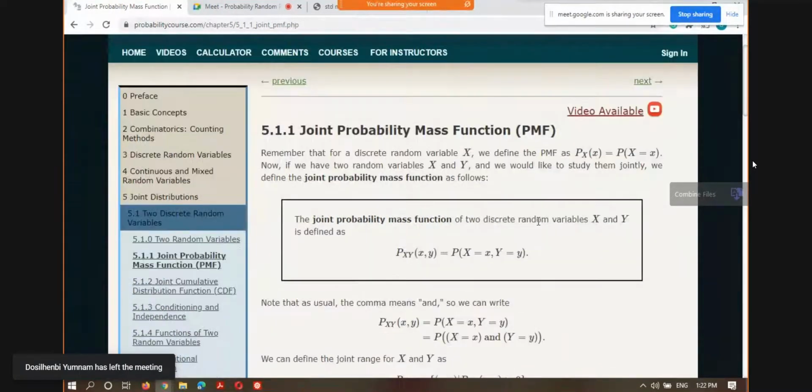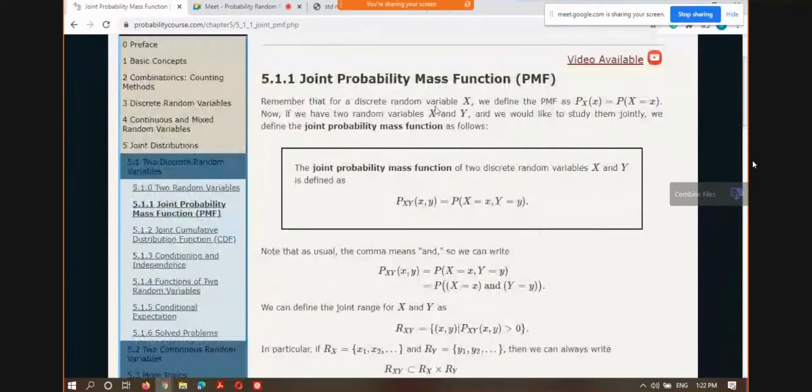Suppose we have two random variables x and y. Earlier you only had the probability mass function. Now if you have more than one random variable, this additional term comes in, the joint probability mass function. Okay, we will come to this later.